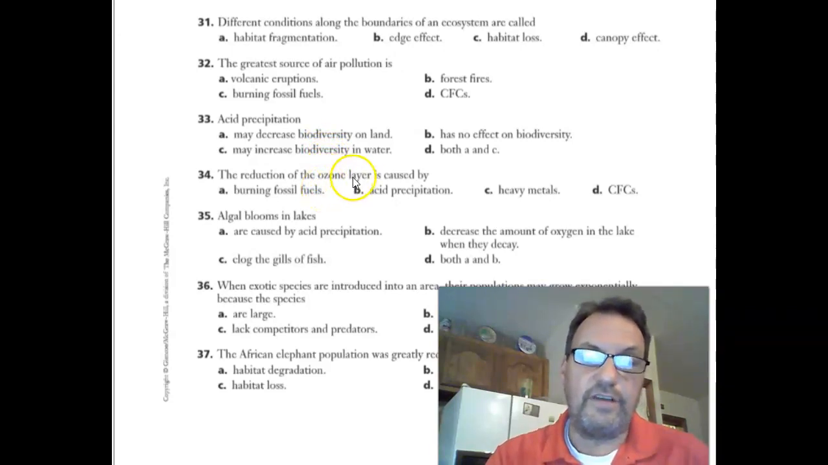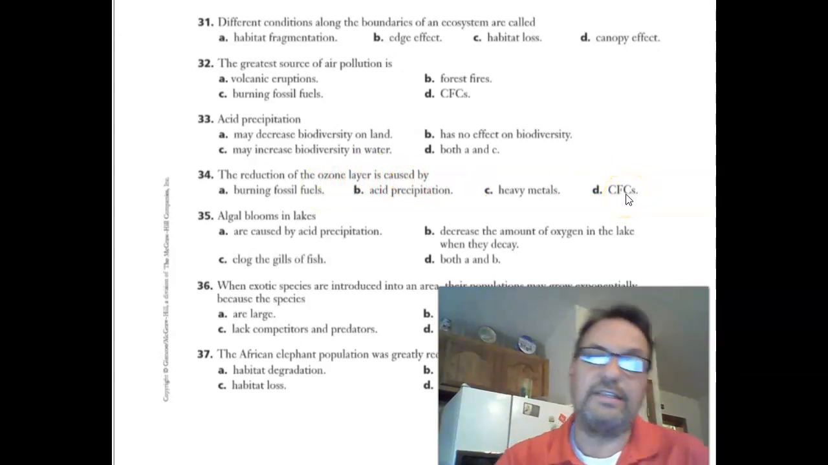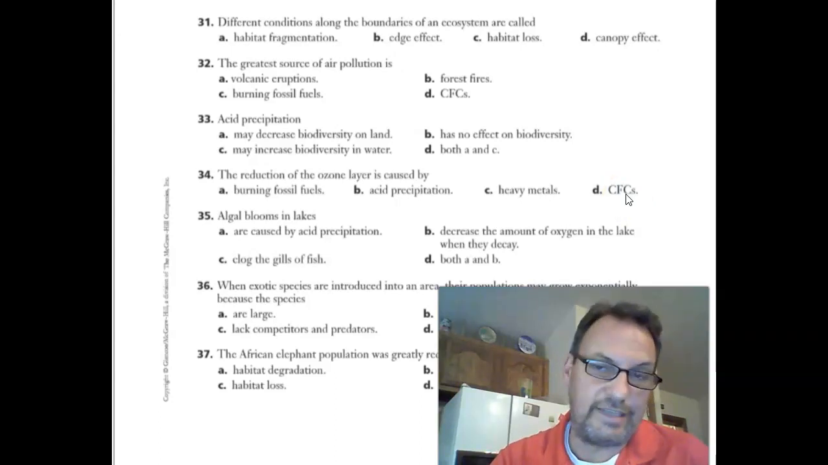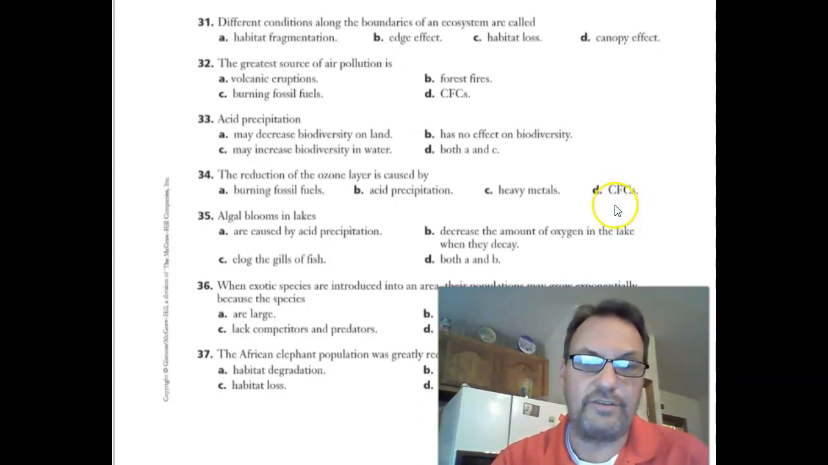The reduction of the ozone layer is caused by chlorofluorocarbons. These are the CFCs. It's a lot easier to say CFCs than the other part. This was actually taken straight from the video that you watched earlier. So no one should miss that one on the test.